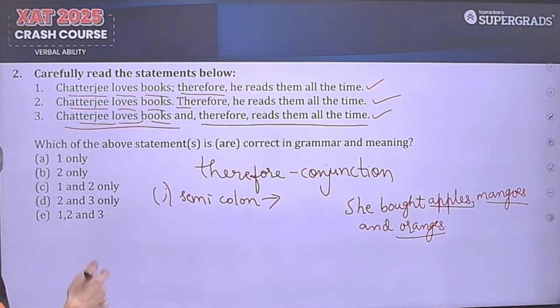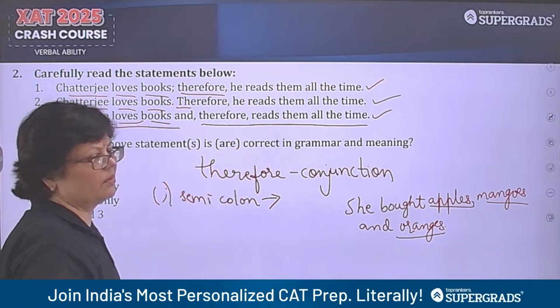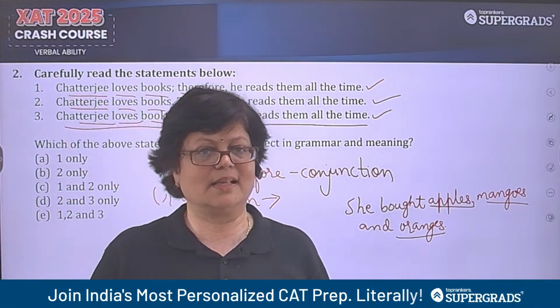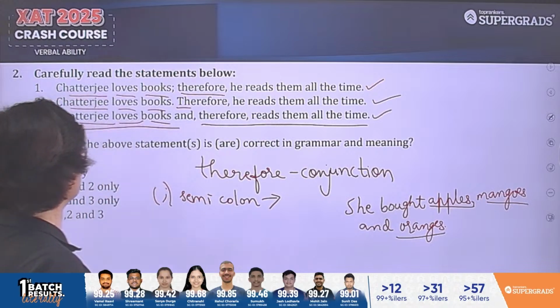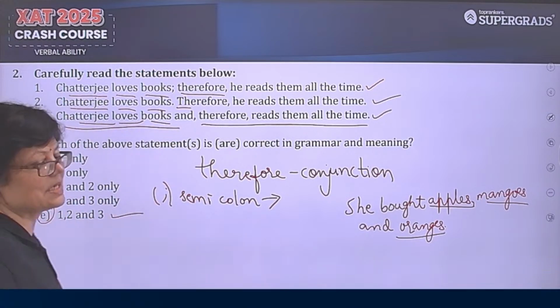So what is your answer option? Which of the above statement or statements is or are correct in grammar and meaning? From the meaning point of view, you have understood everything. All the sentences are correct. But grammatically also you find that 1, 2, 3 all are correct. Your answer option thus is E.